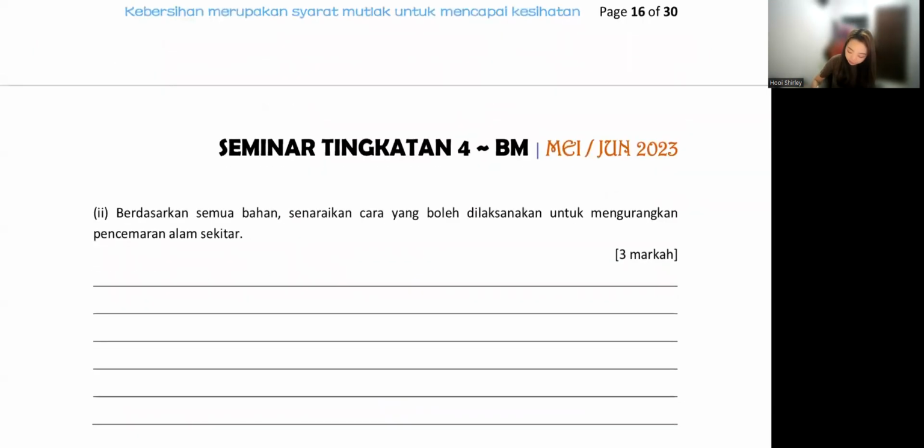Berdasarkan semua bahan. Okay, so you have petikan 1, petikan 2. So you need to get the answers from both petikans, both bahan, not only one. Senaraikan cara. So how you do that? Berdasarkan semua bahan, cara yang boleh dilaksanakan untuk mengurangkan pencemaran alam sekitar termasuklah, ialah, adalah. So what is that? Okay, so please make sure it is in a full sentence.